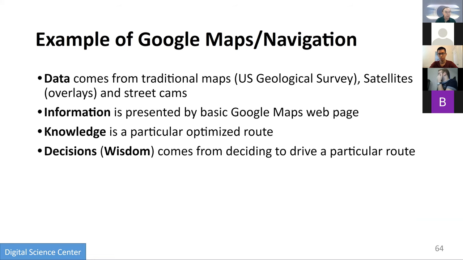Here is a trivial example from Google Maps. The data is the original maps or those overlays they provide. The information is the Google Maps web page, which has it all processed and assimilated. The knowledge is the particular route from place A to place B. And the decision, the wisdom, comes from deciding to drive a particular route. So anyway, you can give other examples. This is just one simple example.